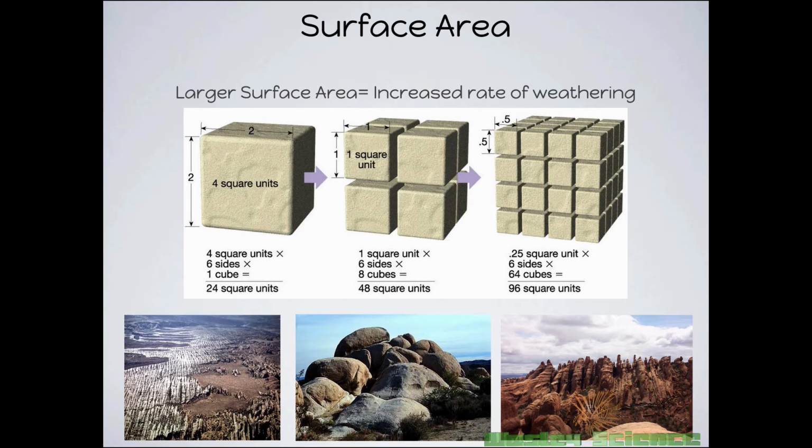So it's almost like an exponential growth of how fast weathering occurs when rocks break down more and more. And these pictures on the bottom show you that the rocks at first began as one piece, and then as smaller pieces began to separate, their rate of weathering exponentially increased.